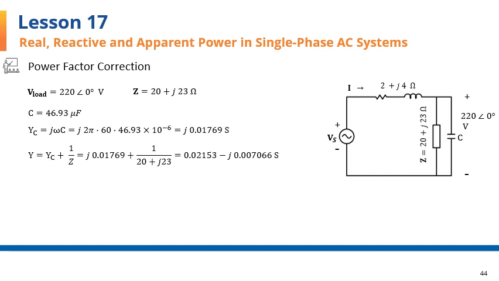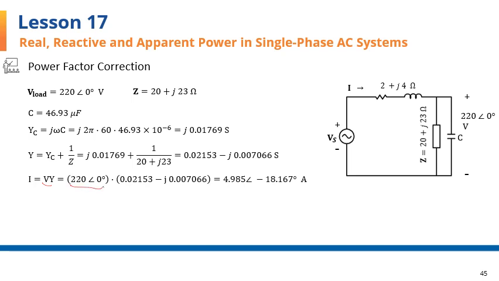So the overall admittance of these two is going to be equal to YC, which was found here, plus 1 over Z, and that total comes to this value for the admittance of the two together. Current into the combination is found then by multiplying the voltage of 220 times this combined admittance, because we know I equals V times Y, and we have everything that we need on this side.